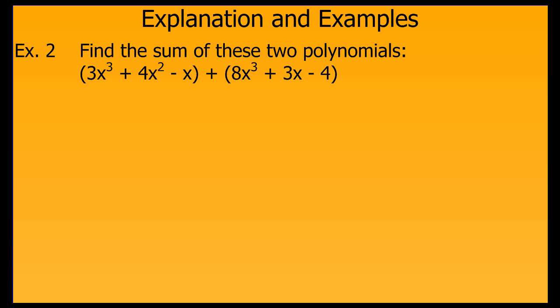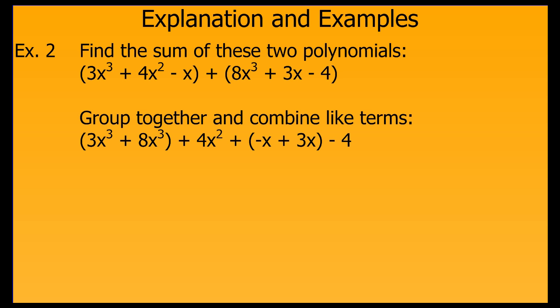In this example, we're going to learn how to add 2 polynomials together. First, we group together like terms. Recall that to be like terms, each term must have the exact same variable component. In this case, we have some like terms that have x cubed in them, and some like terms with just x to the first power in them. We can then combine the 3x cubed and 8x cubed to get 11x cubed, and the negative x and 3x to get 2x, which gives us our sum, 11x cubed plus 4x squared plus 2x minus 4.